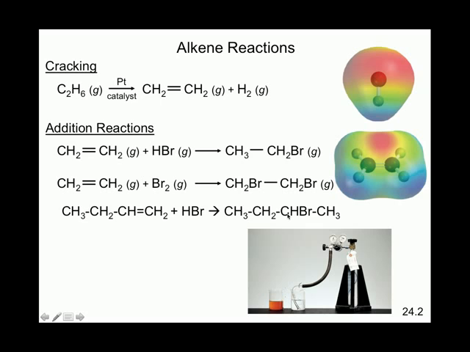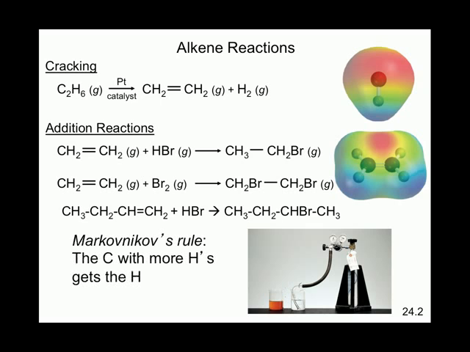Now, there's a rule for which carbon is going to get the bromine and which one will get the hydrogen. This is called Markovnikov's rule, and the carbon with more hydrogens gets that hydrogen. So if you look back here, this carbon had 2 hydrogens. This one only had 1. So therefore, this guy will get the hydrogen. And that's how that goes.